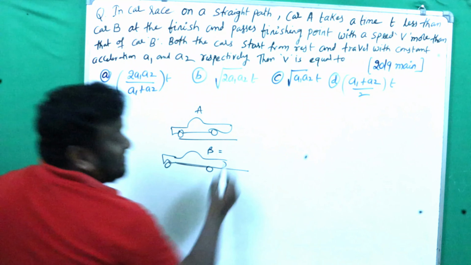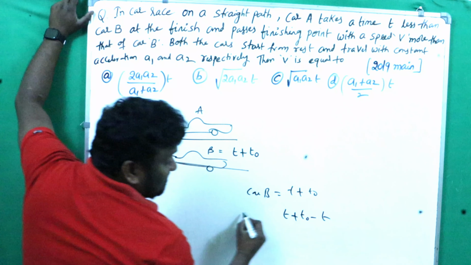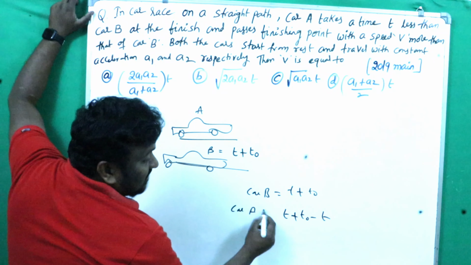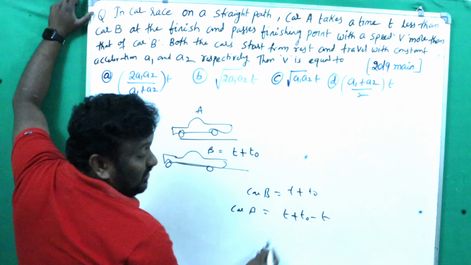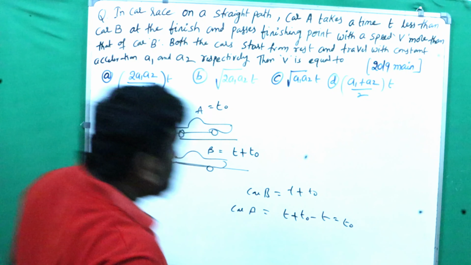What you are saying is that car A takes a time t less than that. That means t plus t naught minus t, this is the car A's time. That means simply it is t naught. So A's time is t naught and B's time is t plus t naught. Clear?